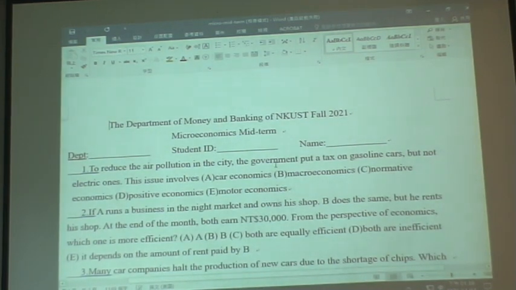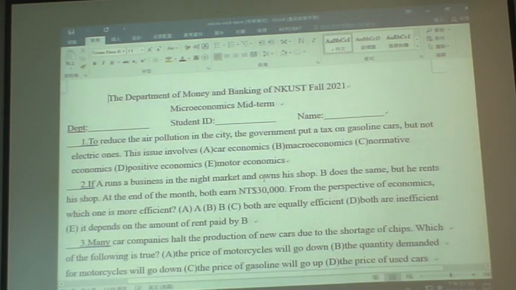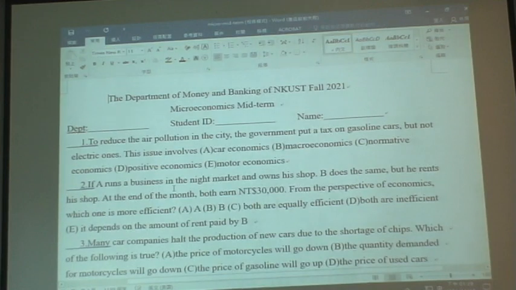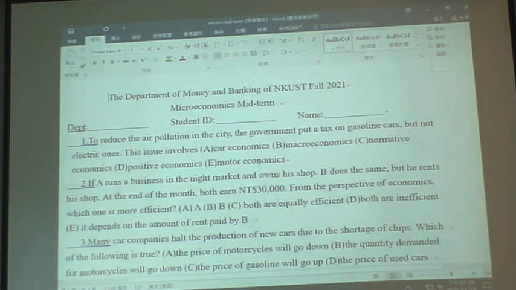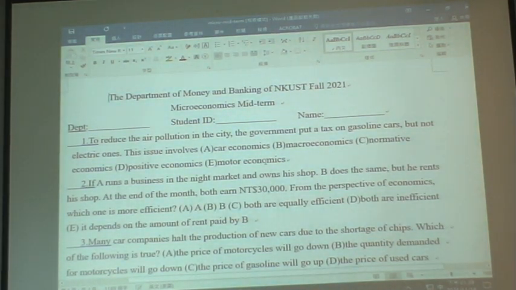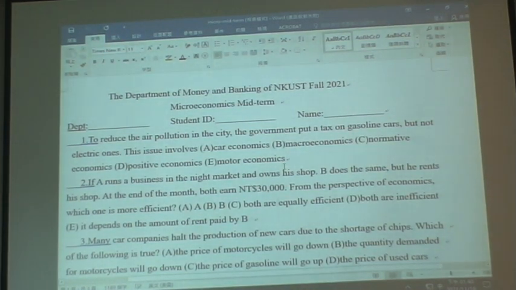So the first question, 谢新佑. Please read the question and the answer. To reduce the air pollution in the city, the government put a tax on gasoline cars, but not electric ones. This issue involves normative economics. So question 1, the answer is C. Okay? Zhen Yilin, question 2.